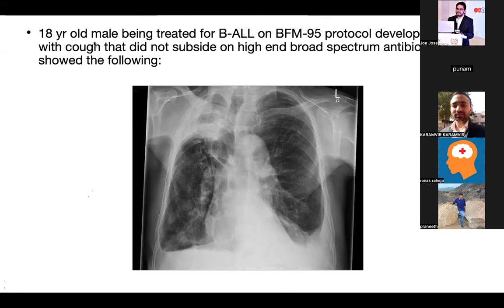Sir, we can see this is a chest X-ray, mostly an AP view, showing right upper lobe collapse or consolidation in a known case of BLL post treatment. Also look at the history here. Yes, sir, not subsiding on broad spectrum antibiotics. And I would, sir, first suspect any fungal infection.